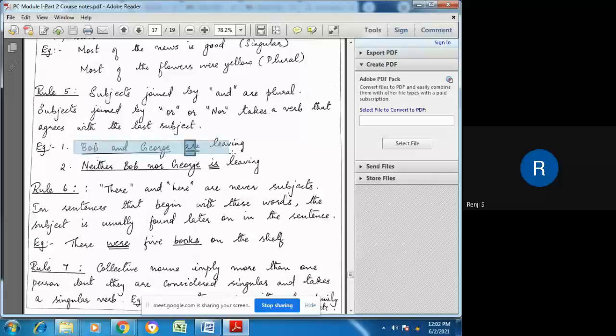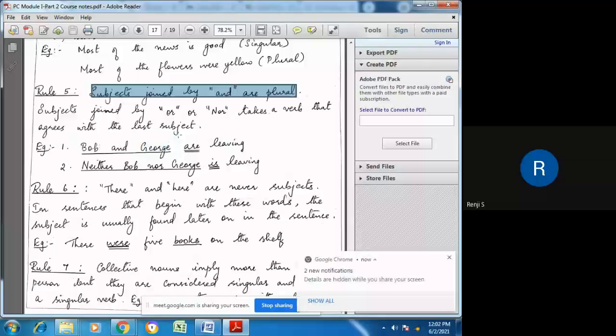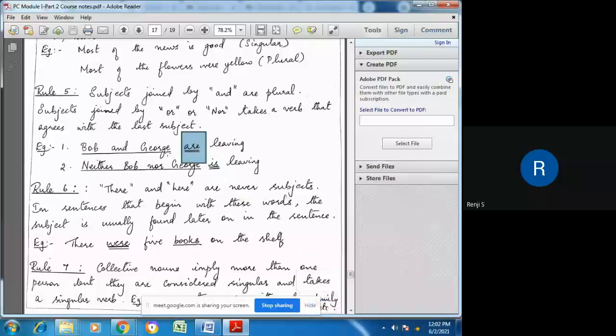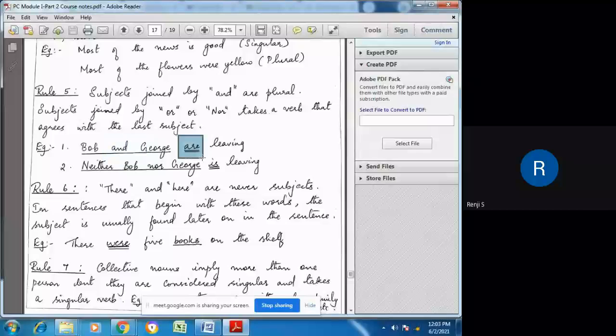So if you are going to write the sentence like this, Bob and George is leaving, then that is wrong, because you have to look at the second subject. The second subject again speaks of a single person. So it is singular. So here also, I said the first rule is if you are joined by and, then the verb is plural. So if you're going to use is, it is wrong. But if you're going to use are, it is correct. Because if the subject is singular, then it should be is, and if there is an and in between the subjects, the verb should be plural.